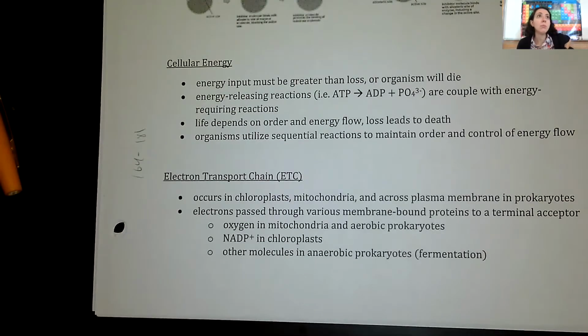Both chloroplasts and mitochondria use the electron transport chain to create energy, or not create it because you can't create it, first law of thermodynamics, to generate ATP from ADP and phosphates, and to convert energy from unusable forms to usable forms. That's a more precise way of saying that. Okay.